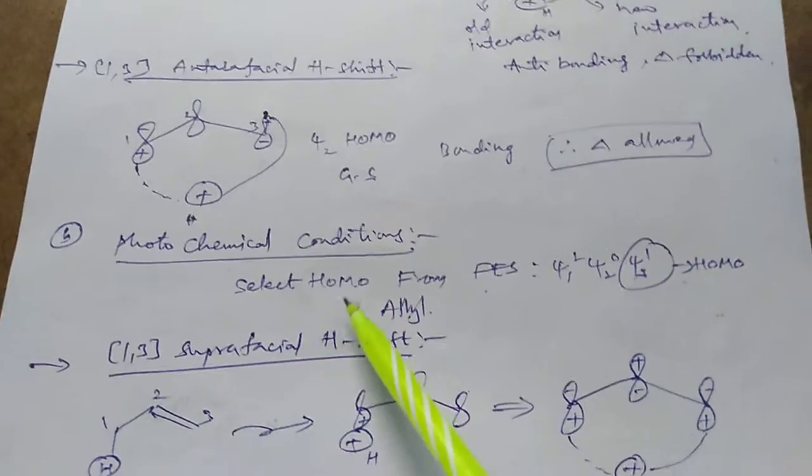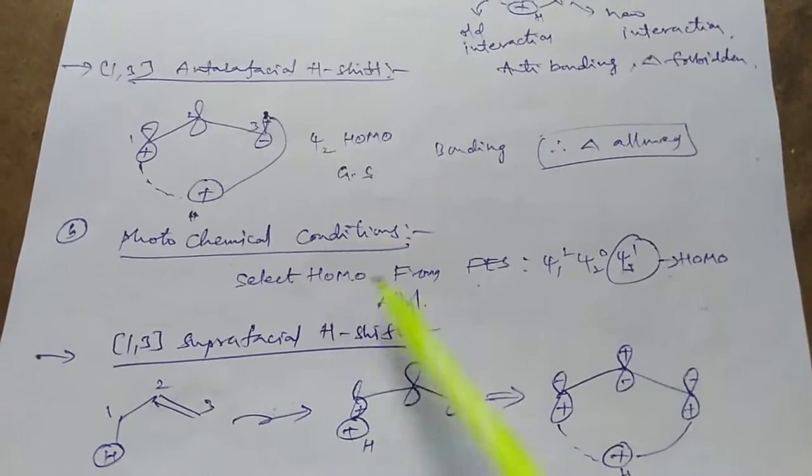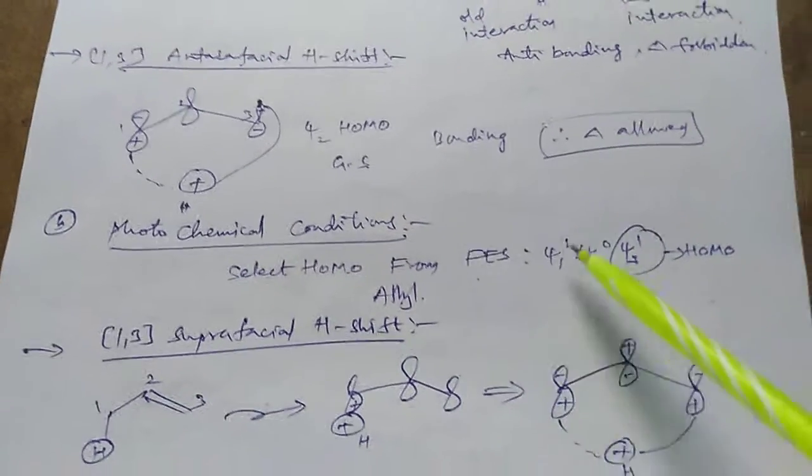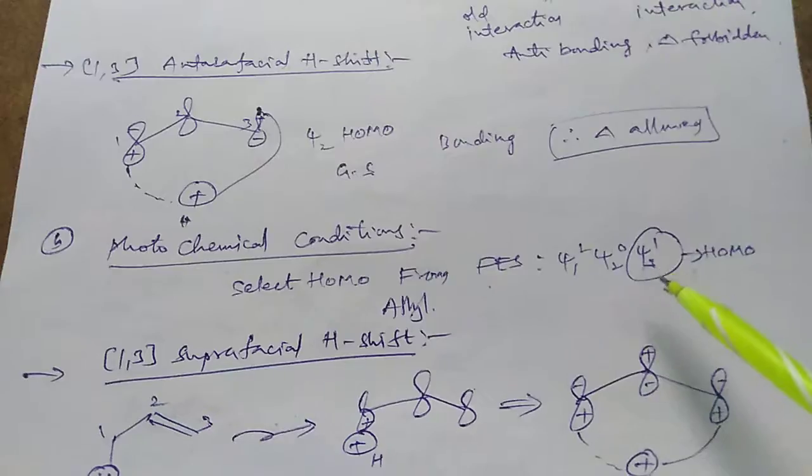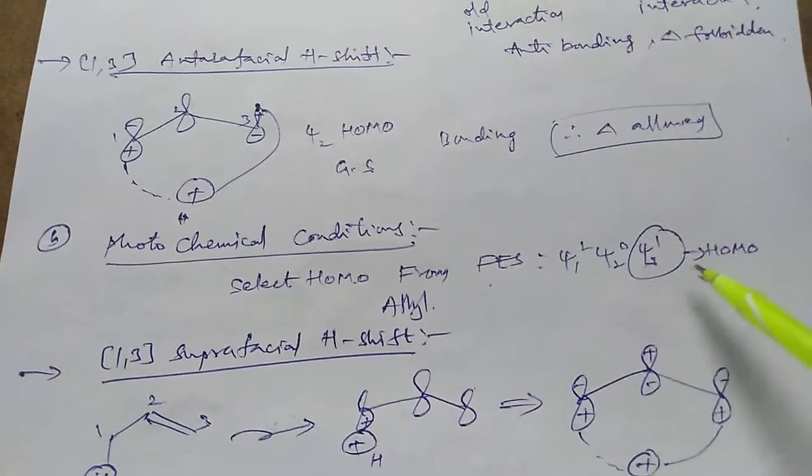But in the photochemical condition, first you have to select the HOMO from the first excited state. Psi1 has 2 electrons and Psi2 has 0, where Psi3 has only 1 electron, therefore it is the HOMO for the photochemical condition.